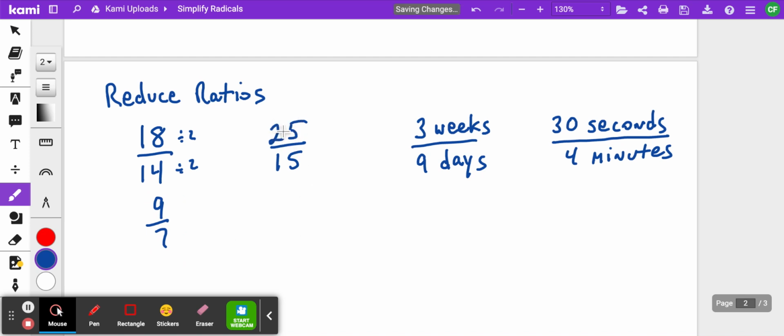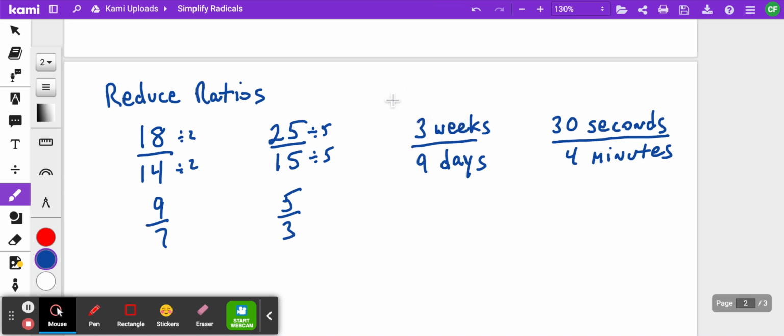What's the biggest number that goes into 25 that also goes into 15? 5. So we divide this by 5. Reducing ratios, you're getting equivalent fractions. 25 divided by 5 is 5. 15 divided by 5 is 3. Now, when you have units on there, you got to change them to the same term. So 3 weeks, 9 days.